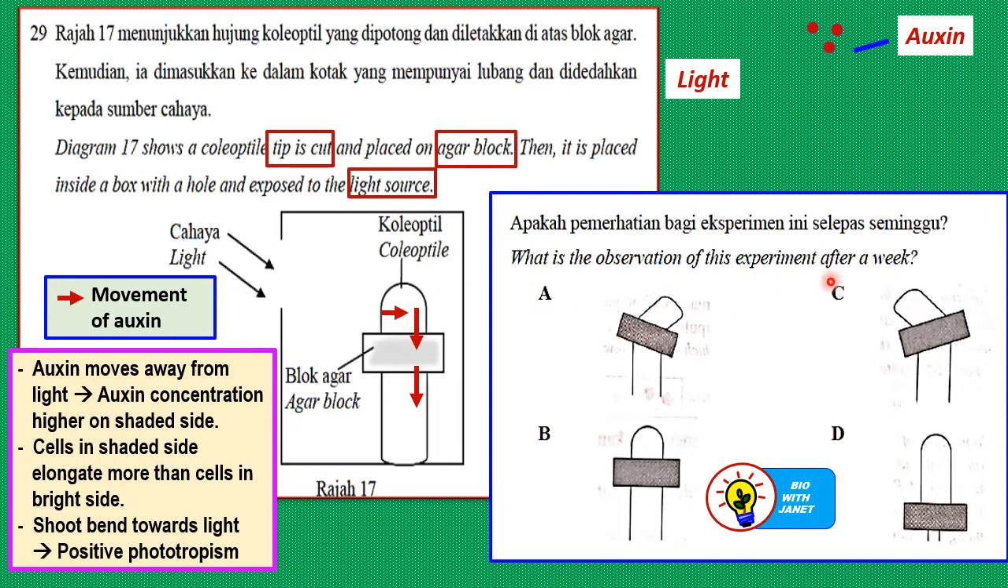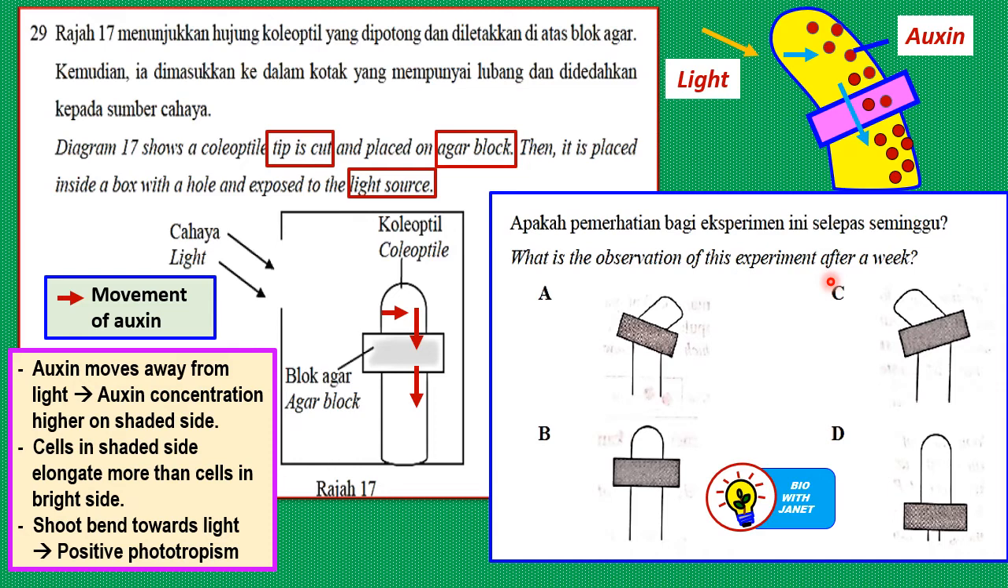So the answer is C. Okay, the shoot will move towards the light as it grows. So here's a picture that shows the movement of the auxin more clearly. The light's coming from the left hand side, auxin moves to the right hand side, so all these red dots are the auxin, and there's a high concentration of auxin on the right hand side, which is the shaded side, and then the auxin diffuses down into the zone of cell elongation, so it will stimulate cells to elongate more on the shaded side than on the bright side. Thus, the shoot will grow towards light.